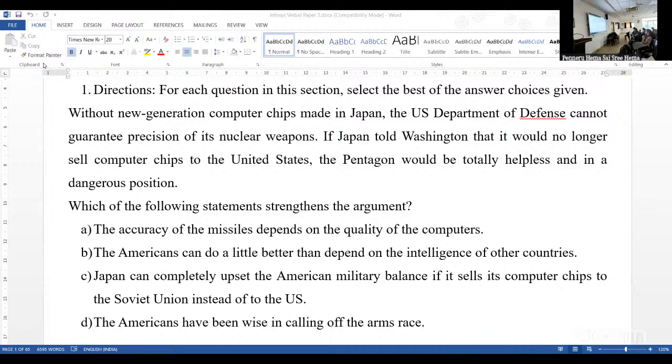Without new generation computer chips made in Japan, the US Department of Defense cannot guarantee precision of its nuclear weapons. If Japan told Washington that it would no longer sell computer chips to the United States, the Pentagon would be totally helpless in a dangerous position. Which of the following statements strengthens the argument?